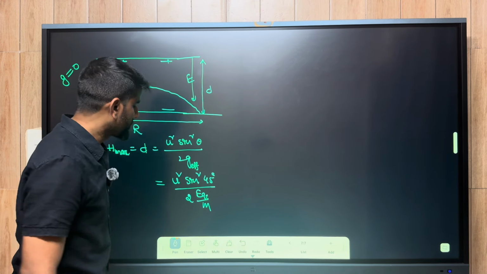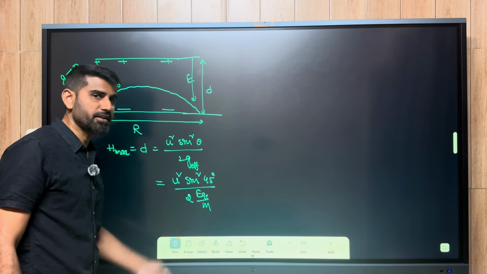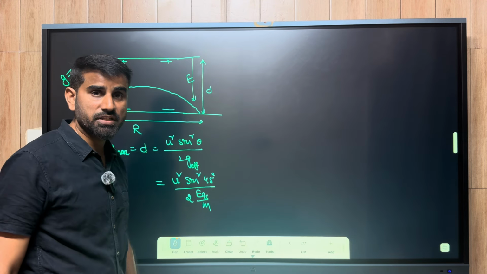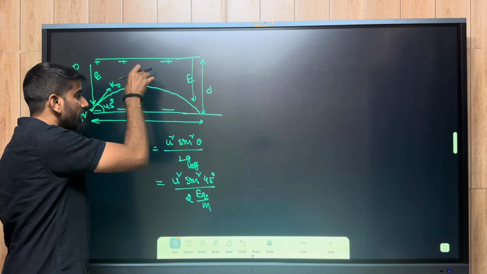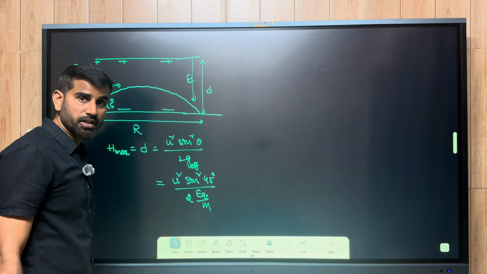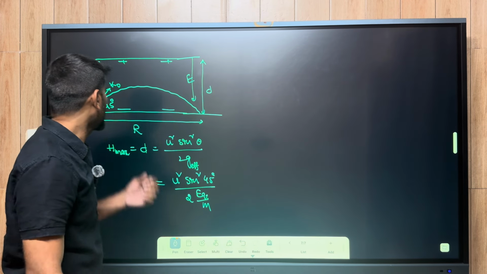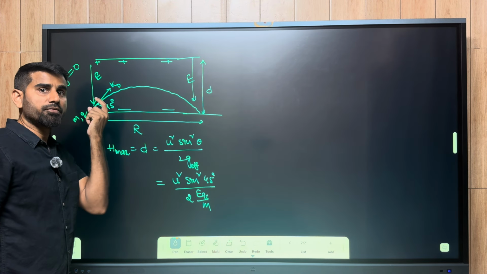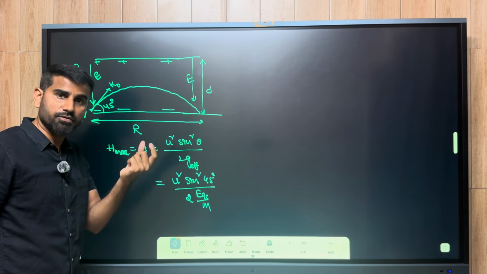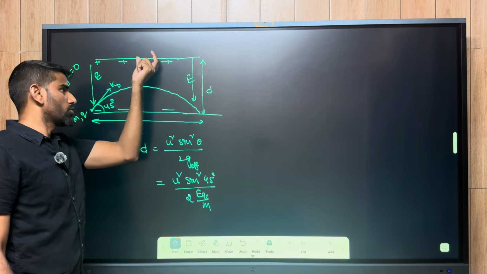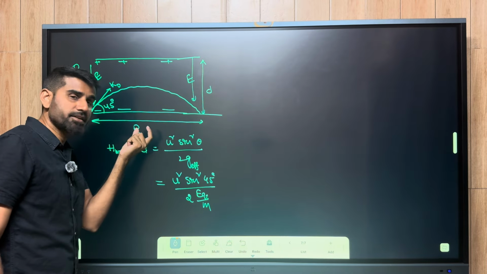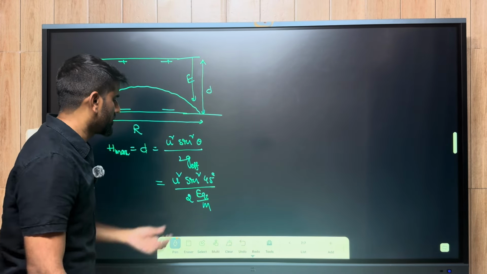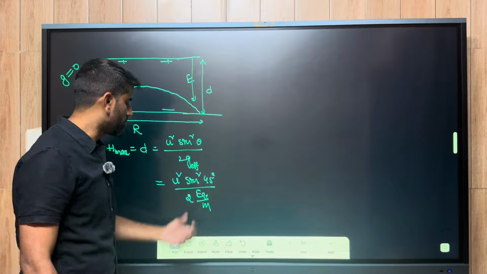Electric field between the two plates, right? So EQ by M is the acceleration. g is 0, and this acceleration due to electric field is acting in downward direction. As you can see, as I have projected positive charge, the force on the positive charge is along the electric field. The electric field is downward, so force also in the downward direction. As the force is in the downward direction, the acceleration also in the downward direction. So the acceleration is downward.